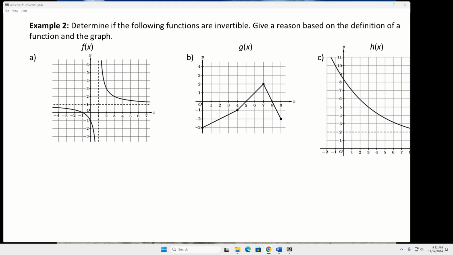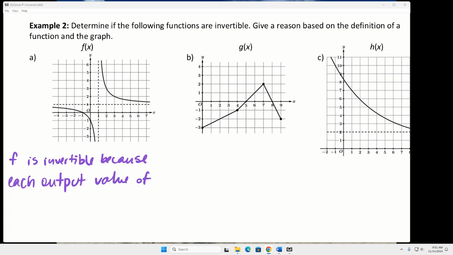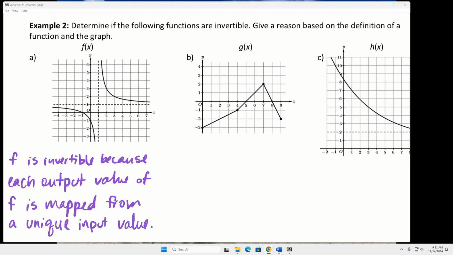And so we would say, and we're going to write this very precisely: f is invertible because each output value of f is mapped from a unique input value. Great. What do you think about B?